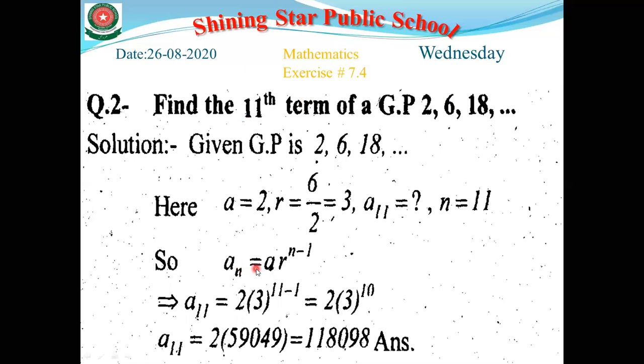Now put the values in our formula. AN is equal to A R power N minus 1. Now A is 2, R is 3, N is 11, minus 1, 11 minus 1, 10. 3 power 10 is 59049. Multiply with 2, so it gives you 118098. Okay, it's a very simple exercise. You only have to know the values of A, R, N.